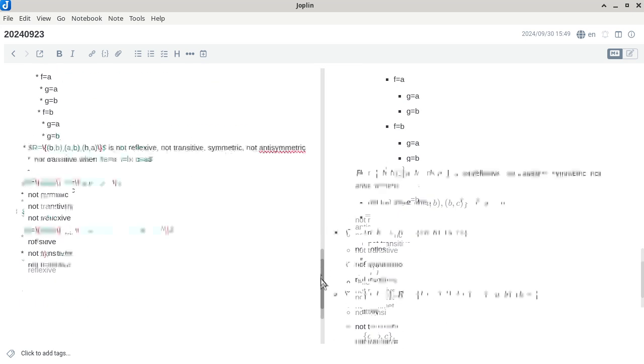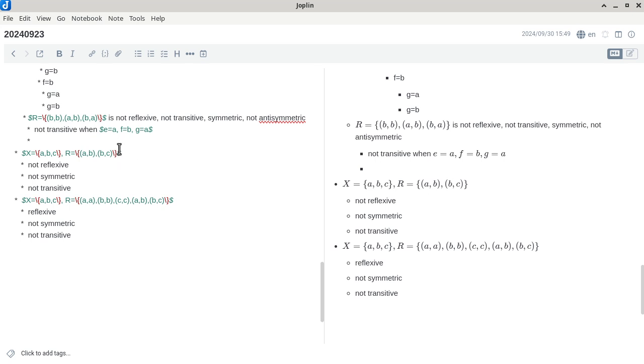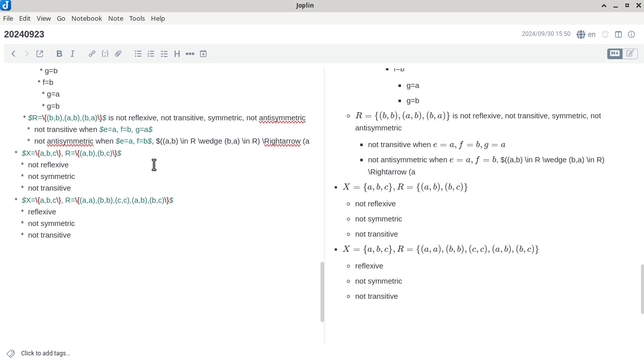Let me scroll here. In order to show that this is not anti-symmetric, we have to find an example that makes the expression false. So this is not anti-symmetric when E equals A and F equals B. Let me give you the whole expression. When this is happening, then (A, B) is in R and (B, A) is in R, implies A equals B.